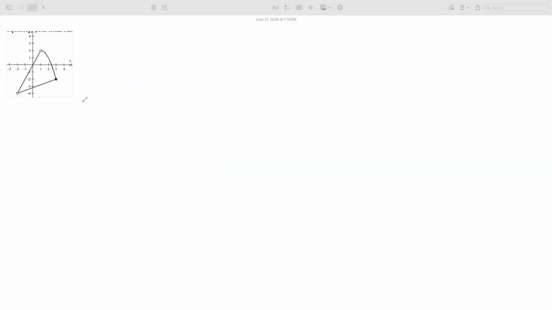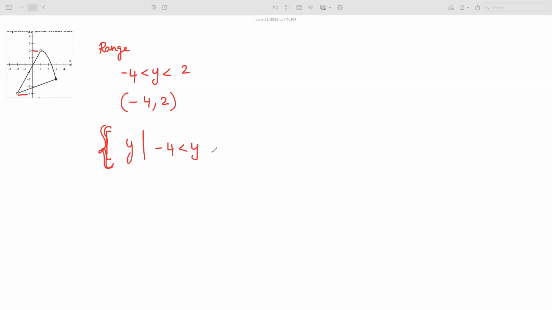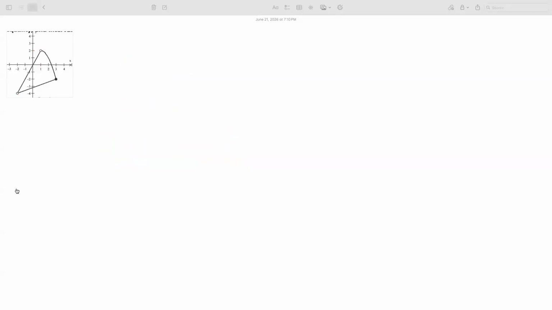Now, let me go ahead and write out the range. Range is -4 to 2. What type of parenthesis will I use? What type of brackets am I going to use? -4 to 2. Parentheses. Yeah, both will be parentheses because both have holes in it, right? And then coming to your set notation, it says y. Restriction on y will be -4 less than y is less than 2. Any questions? Now you understood how to write it? Okay, I'm going to move on now. So, the subtle differences are so important.